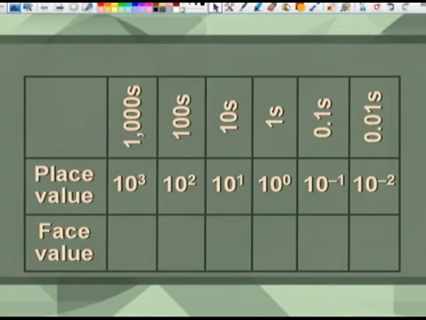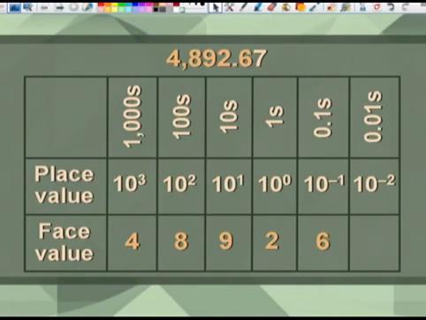Okay, so there's our place value. What's the face value for our 4,892 and 67 hundredths? There's a 4 in the thousands. There's an 8 in the hundreds. There's a 9 in the tens, a 2 in the ones, a 6 goes in the tenths, and a 7 goes into hundredths. So you see there's the place value and the face value. The face value is 4, 8, 9, 2, 6, 7. But then it's worth 4,000 because it is a 4 in the thousands.